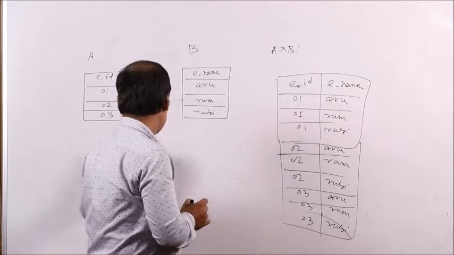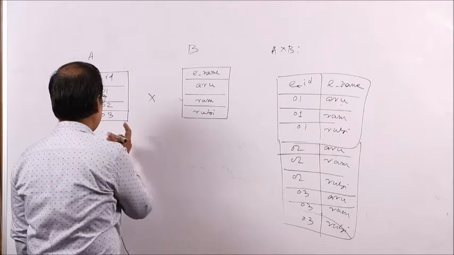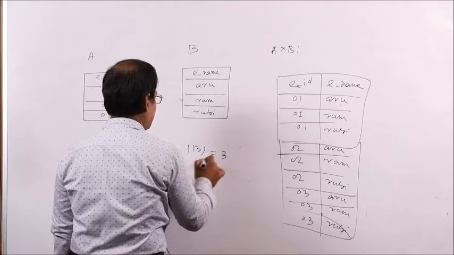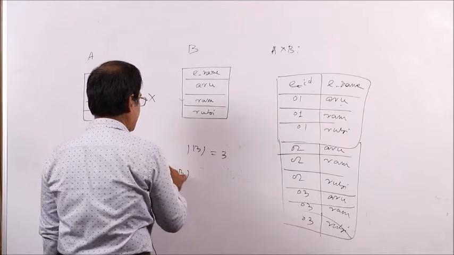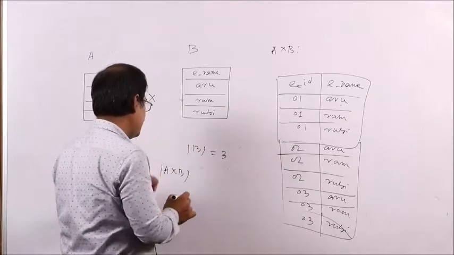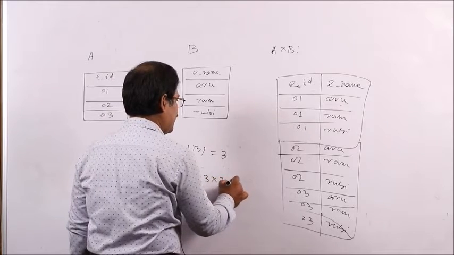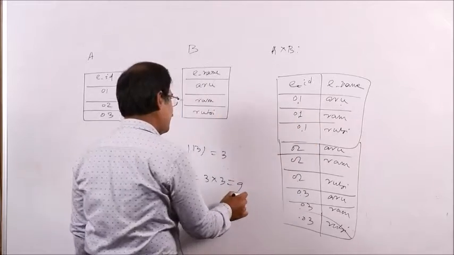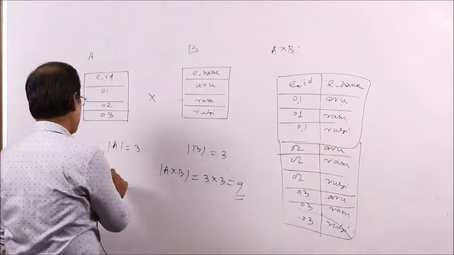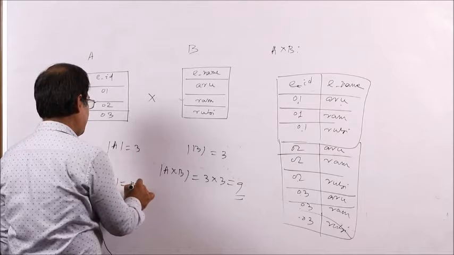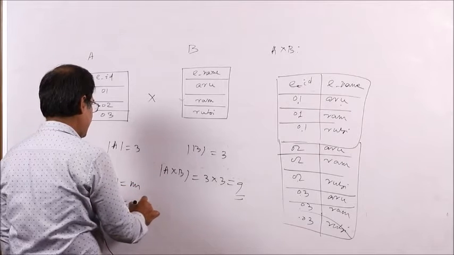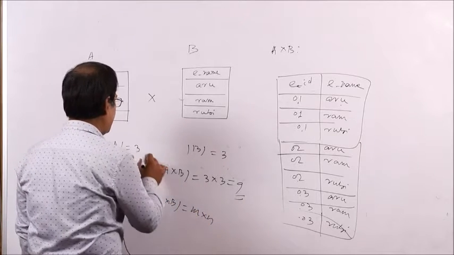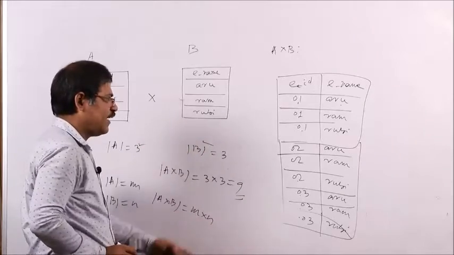So, what is the A mod? How many records are present in A? That is equal to 3. How many records are in B? That is also 3. So, what is A cross B mod? The number of records in the Cartesian product will be 3 into 3, that is 9 records: 1, 2, 3, 4, 5, 6, 7, 8, 9. So, the total will be 9. In general, if A mod is equal to M and B mod is equal to N, then A cross B mod will be M into N. Here it is 3 and 3, so 3 into 3, that is 9 records.